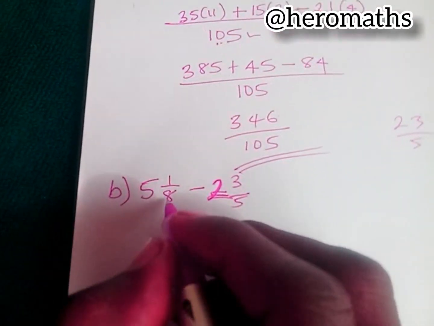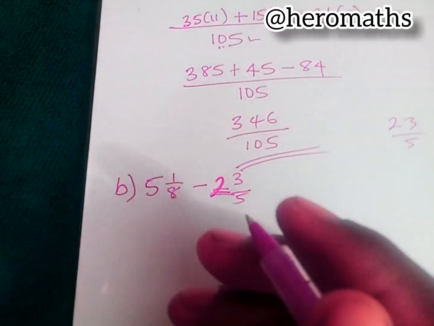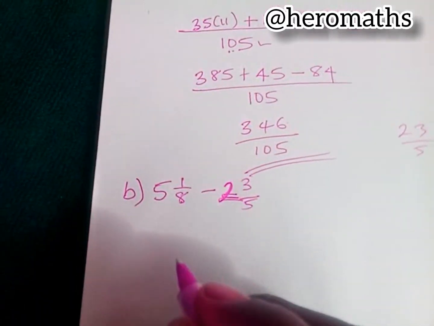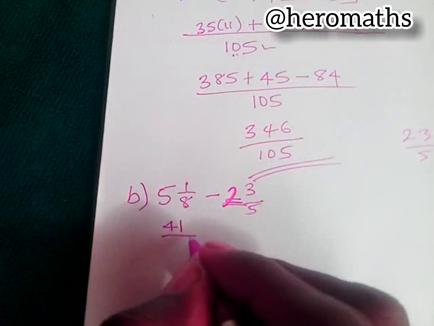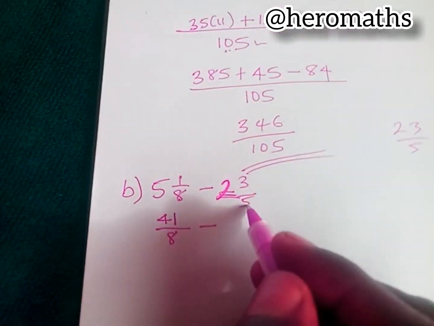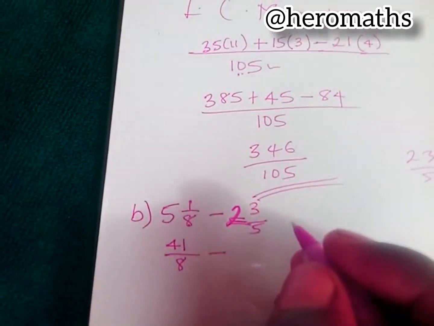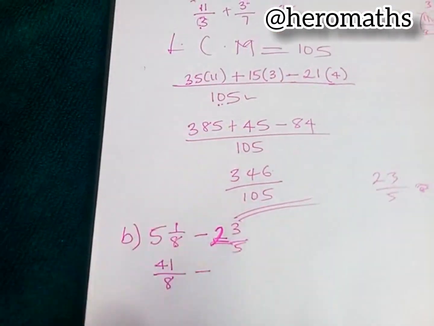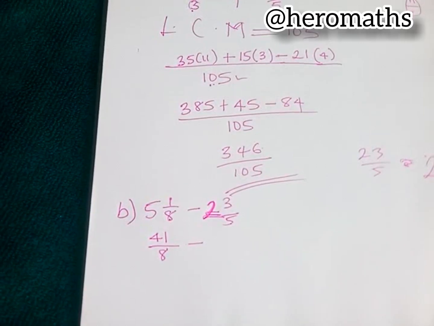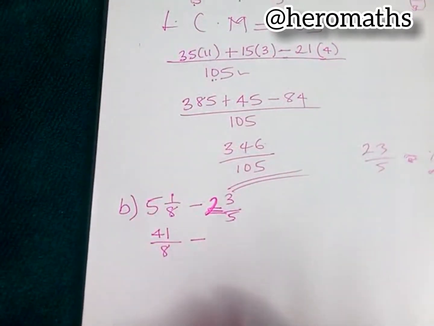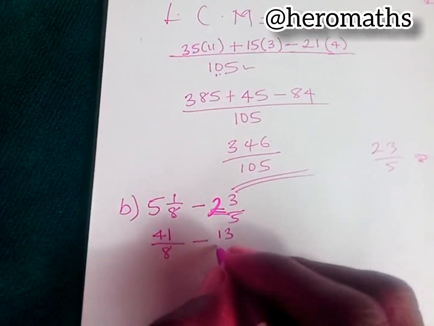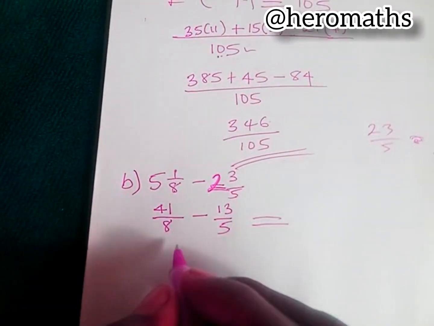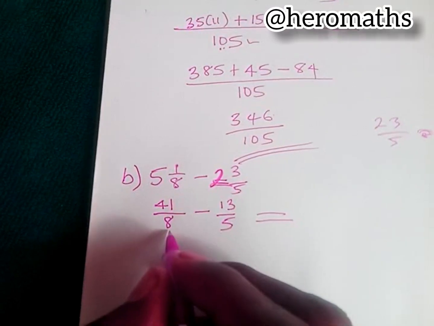Now let us go. 8 times 5 will give us what? 8 times 5, that will give us 40. Then 40 plus 1, that will give us 41. Then we have 41 divided by 8 minus 5. Sorry, this question. Okay, yeah. Then 5 times 2 will give us what? 5 times 2 will give us 10. Then 10 plus 3 will give us what? 13 divided by 5.